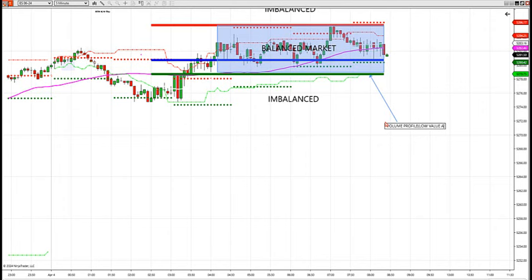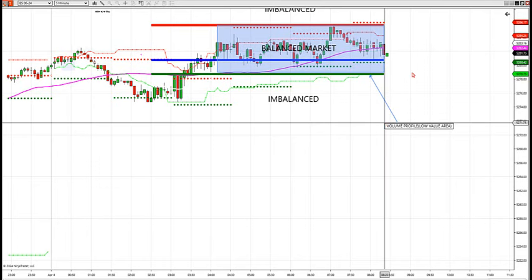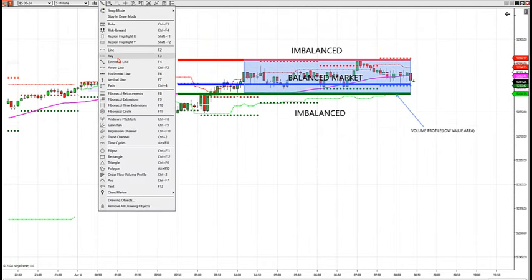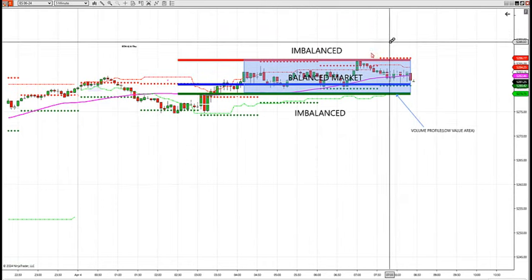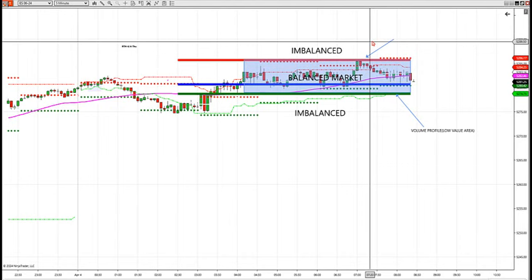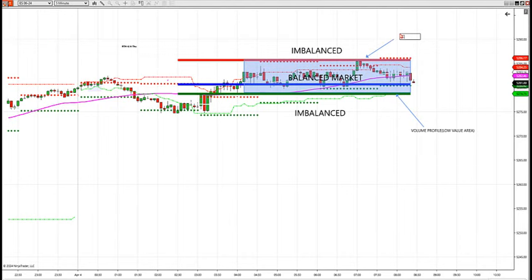Or low value area, or LVA. High value area is categorized as the red thick line. That's volume profile high value area, or HVA. That's high value.